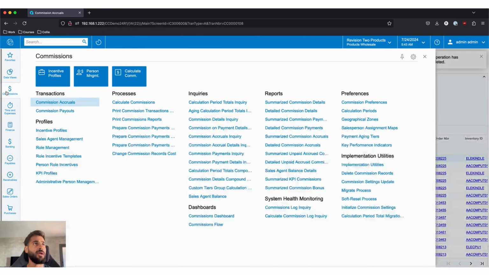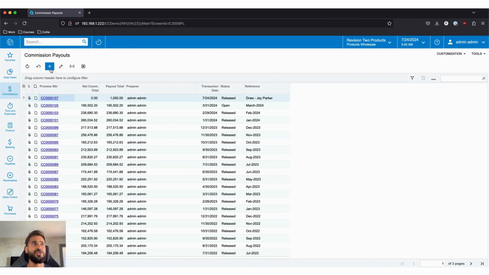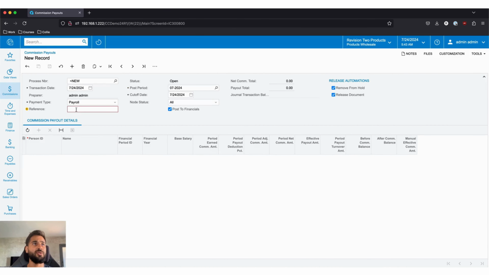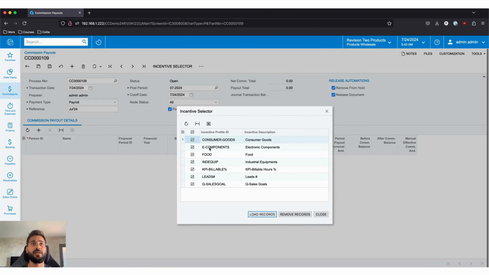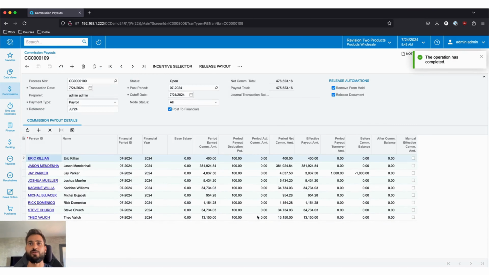After this, I'm going to go into my commission payouts, and now I'm going to create a new payment transaction. I'm going to set over here July 24, save, and at this time, I'm going to select the incentive that I want to pay. And let's see what happens with Jay Parker, right? Because we have given to him $1,000 in commissions. So let's focus on him, Jay Parker, okay?